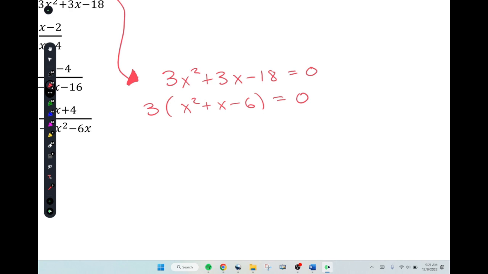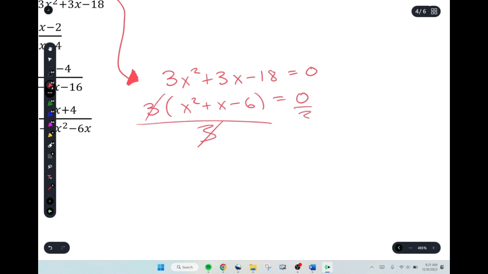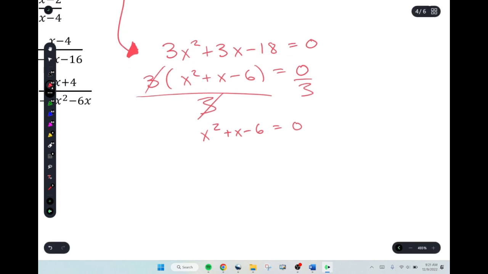But there's a really easy way to make the three become zero. Divide by three on both sides. Yeah. Now keep talking us through what you were talking. I was just writing it a different way. I got you. But so basically we have x plus three and x minus two.